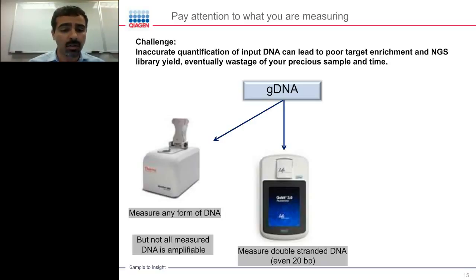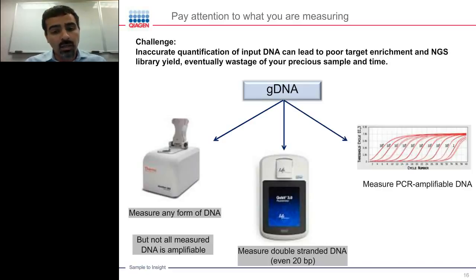Again, this is a challenge because the non-amplifiable DNA is not going to be able to participate in the different steps of the NGS workflow. One way around this is to use qPCR. We know that qPCR is very accurate, and it gives you a good representation of the amount of amplifiable DNA that is present in your sample.